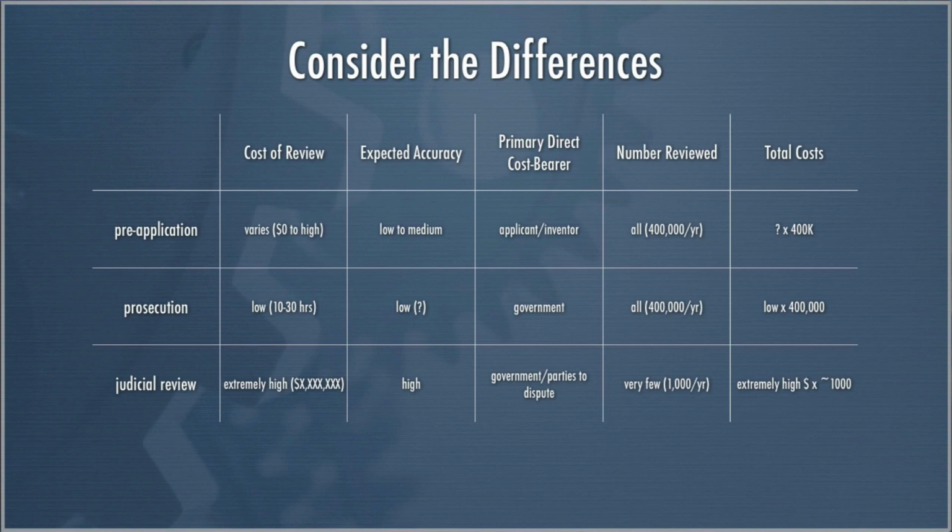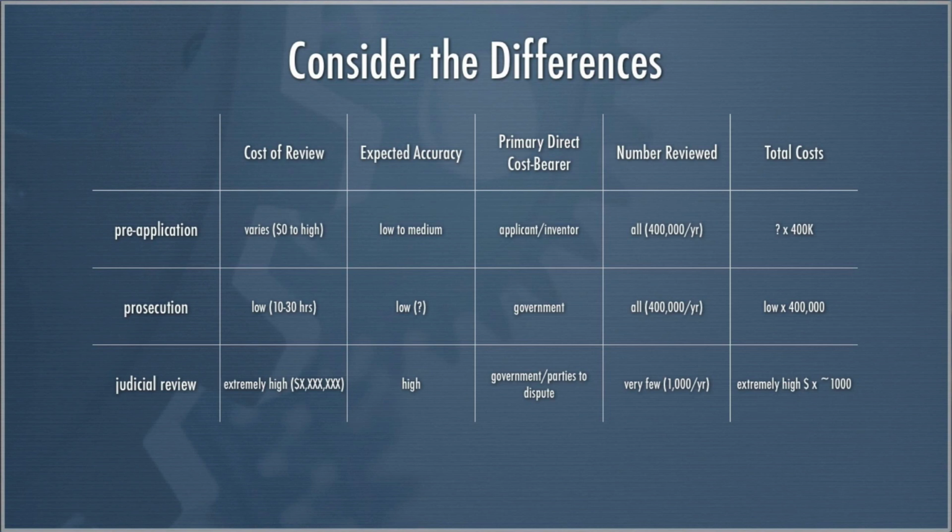Prosecution, the cost is relatively low. We know from statistics from the Patent Office that somewhere between 10 and 30 hours is spent per application. The expected accuracy seems pretty low. I mean, the studies that have been done show that in litigation, approximately 50% of patents, a little less, 40 to 50% of patents are held invalid. The direct cost bearer is the government. This is a government agency that's doing it. How many are reviewed? All of them, 400,000 per year. And so the total costs are that low number times 400,000.